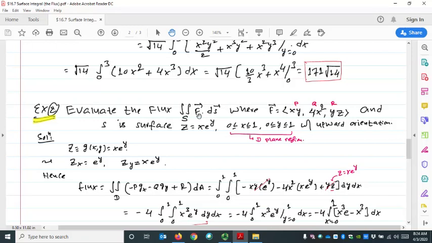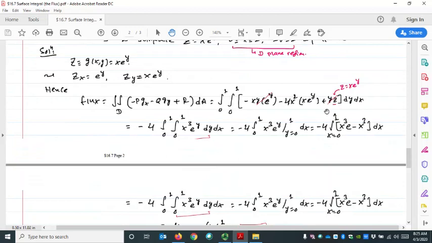Then the flux for the given surface integral, the integral of F·dS over S, equals, by formula, the double integral over D of negative P g_x minus Q g_y plus R dA. The dA is dy dx, so the double integral is over x and y, with bounds coming from here. Negative P, which is negative xy, times g_x, which is e^y, minus Q, which is 4x², times g_y, which is x e^y, plus R, which is yz, times dy dx. Great, let me scroll down.